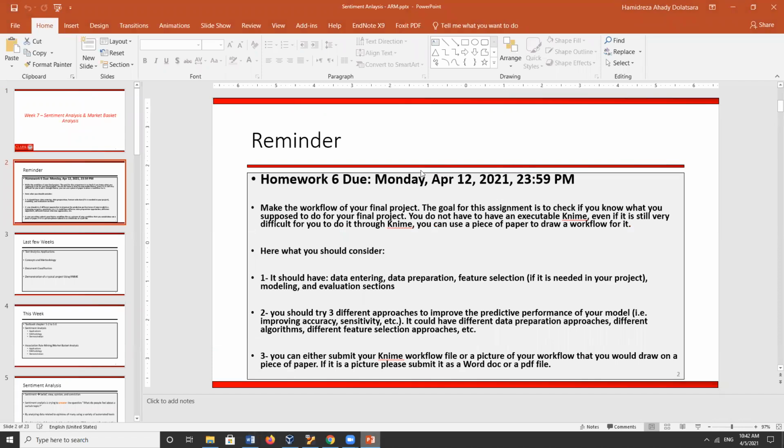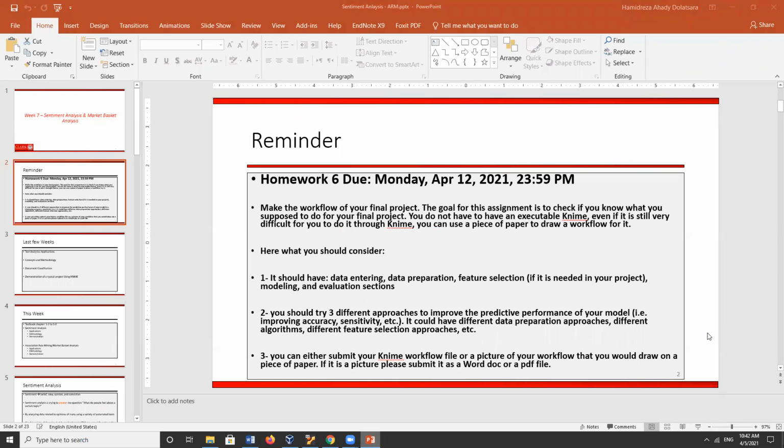Okay, let's talk about your next assignment. It's assignment 6. In assignment 6, I want you to write a workflow for your final project. You can do it either through KNIME, or you can simply use a piece of paper and draw the workflow. I don't expect that your workflow is executable. I just want to see if you understand what you're supposed to do.